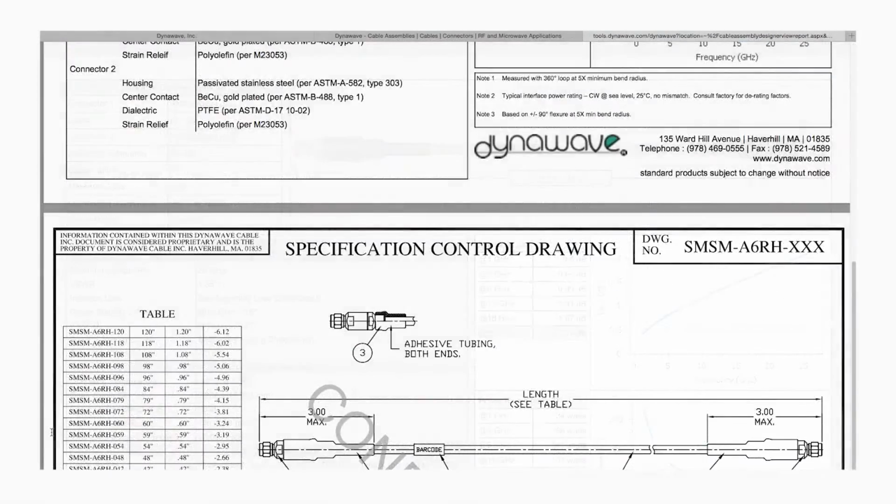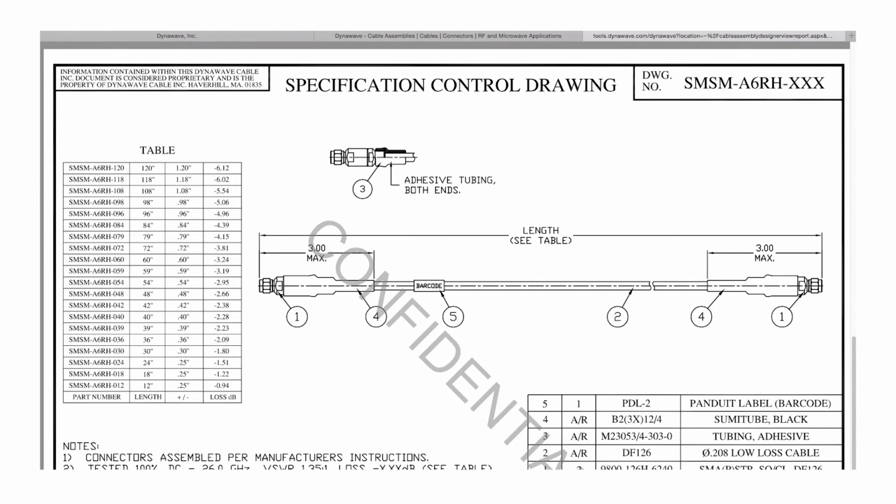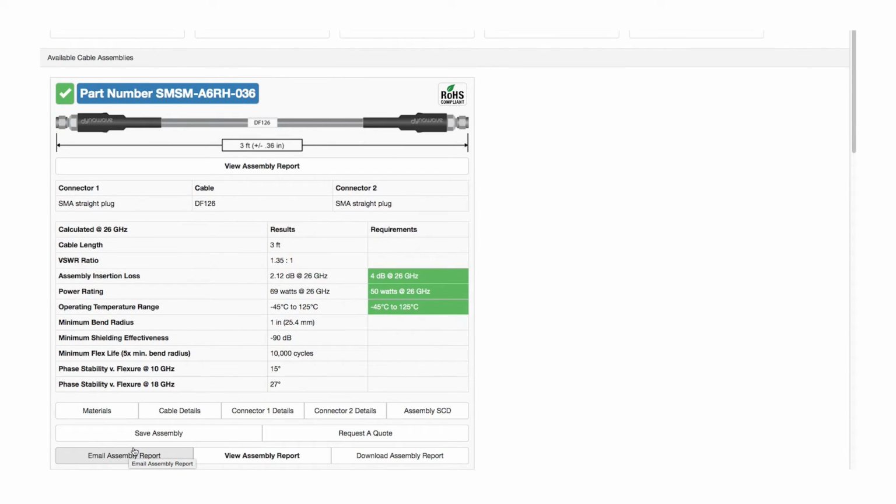The second page of the assembly report is the formal Dynawave outline drawing of the cable assembly. This assembly report brings together all the key design elements in one location to facilitate product selection and documentation. Back on the Reports page, you can email a copy of this report, save it if you have an account with Dynawave, or download it to your desktop.